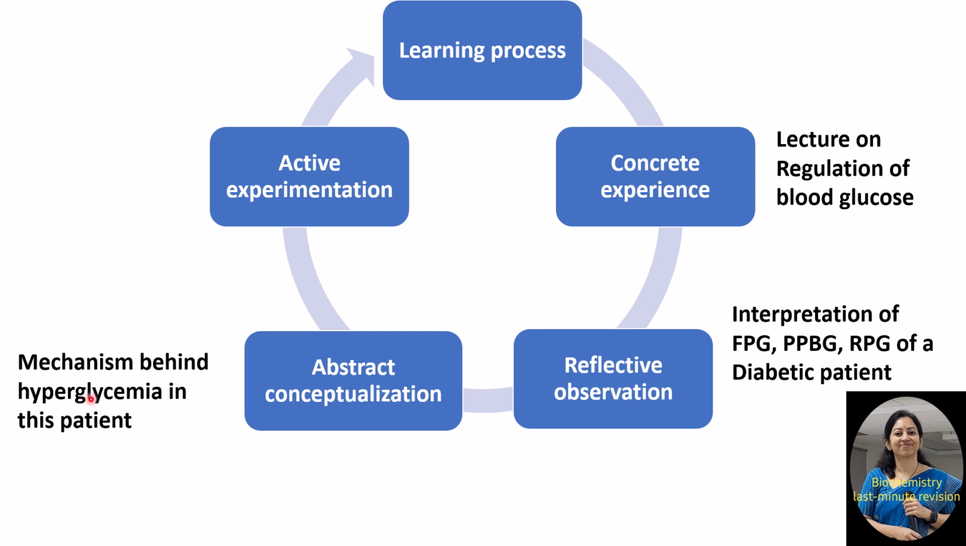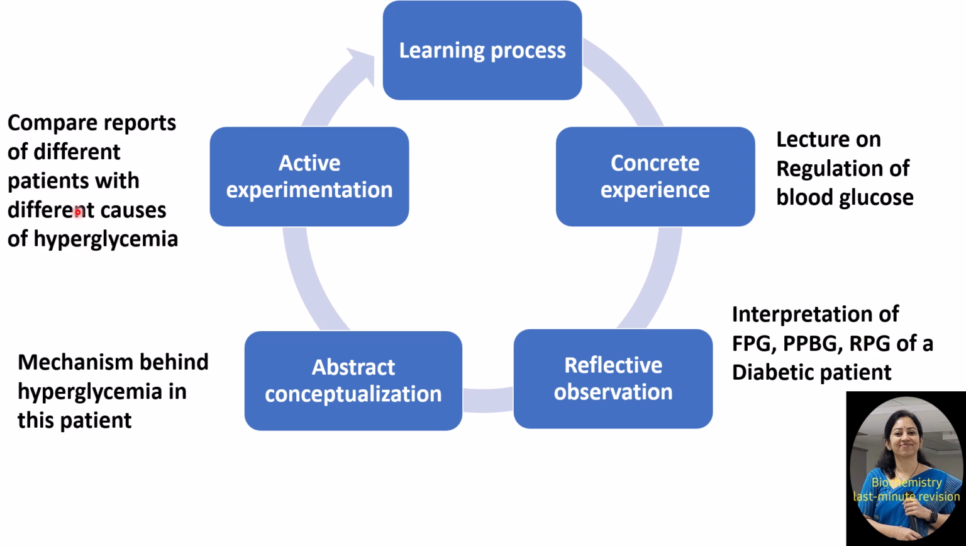Next, you need to understand why hyperglycemia occurs in this particular diabetic patient. That is the third component of the learning process, abstract conceptualization. Now you have understood why hyperglycemia occurs based on interpretation of fasting, postprandial, and random plasma glucose values in a diabetic patient. You cannot stop here. Now you have to compare and contrast different reports from different patients, and different causes of hyperglycemia.